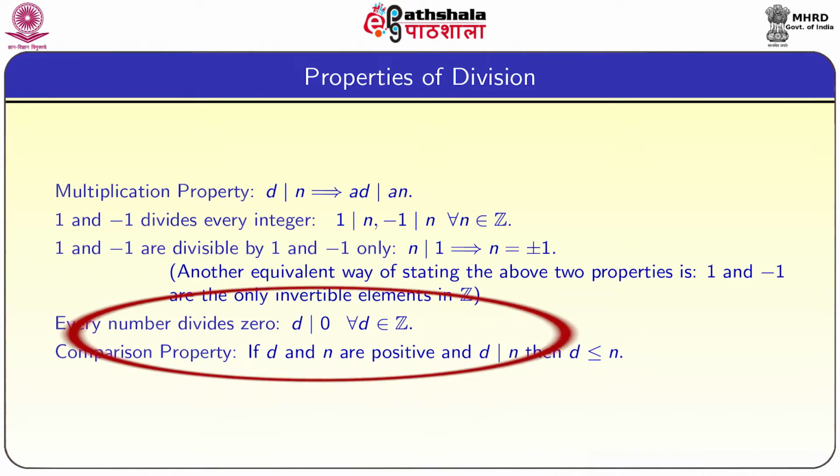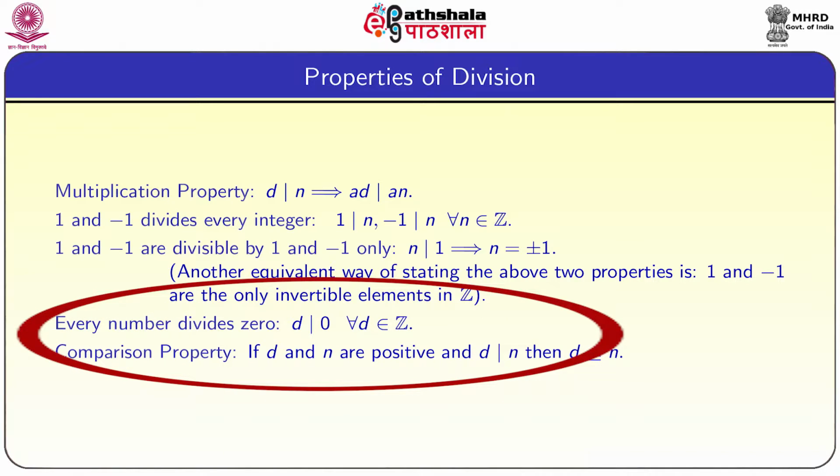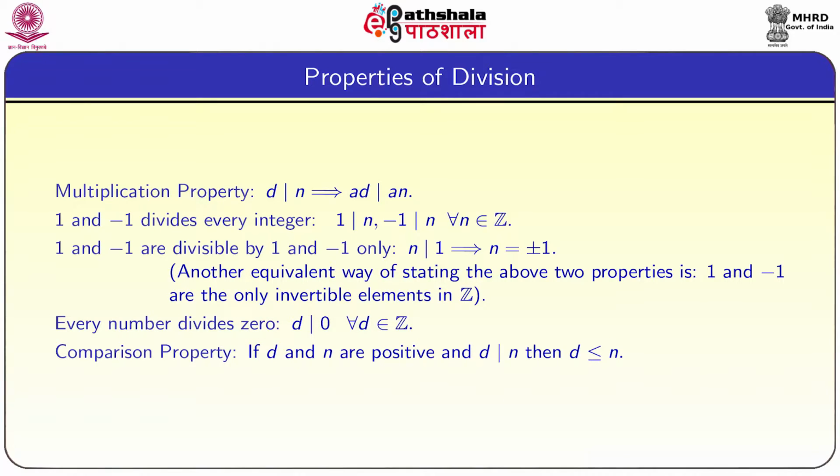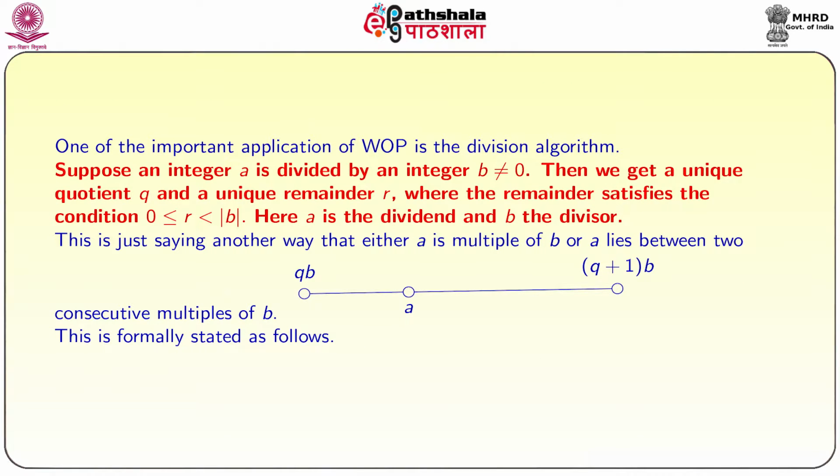Every number divides 0. So, d divides 0 for all d belongs to Z. Comparison property: if d and n are positive and d divides n, then d is less than or equal to n. One of the important applications of the well-ordering principle is the division algorithm.